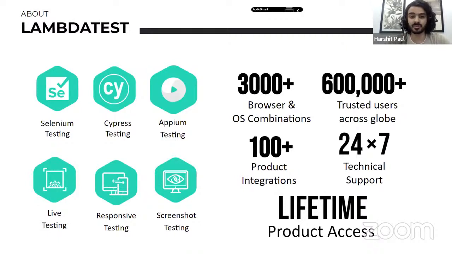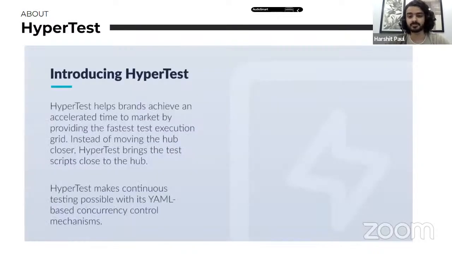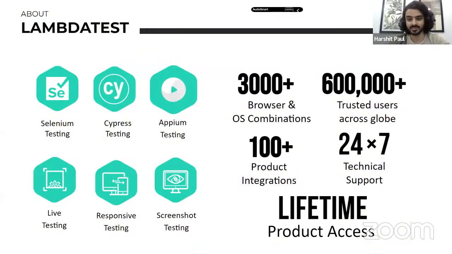We also offer a full page comparison of screenshots, so you can capture full page screenshots of your website in different browsers and compare them to see if there is any visual anomaly happening due to cross-browser issues. We have 600,000 trusted global users all around the globe using the platform. We have 100 plus product integrations. We love to help, so we are always available 24/7 to help you with anything around the platform or testing in general.